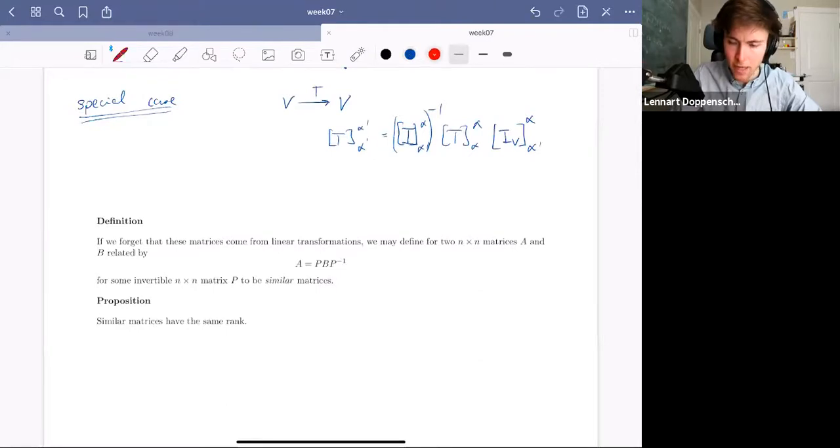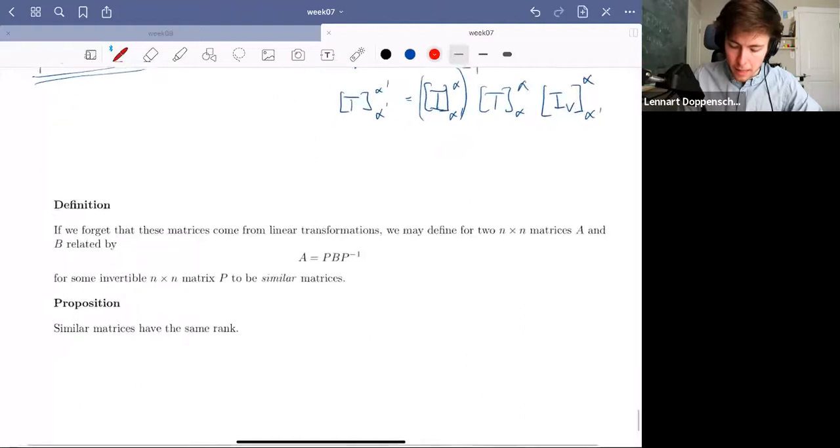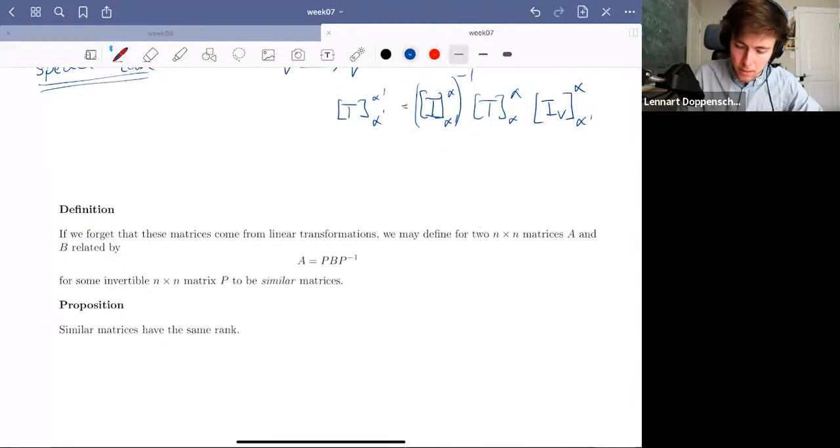So we have a matrix and we sandwich it with two invertible matrices. So we multiply it with a matrix and its inverse on the other side. And if you forget about transformations, this makes sense just for matrices. So we consider two matrices, A and B. In this case, it would model abstractly just what happens for transformation.